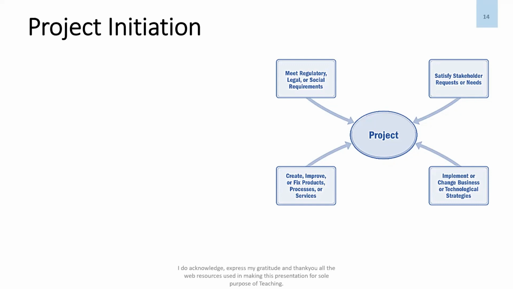One is to satisfy stakeholder requests or needs. Your stakeholder wants something better now, or your product, what you're manufacturing, has a demand and supply gap. Your demand is 1 million and you are able to supply only 80% of it. So you are not satisfying 20% of your stakeholders. In that scenario, you have to increase your manufacturing and your production. That is called satisfying the stakeholders' request or needs.